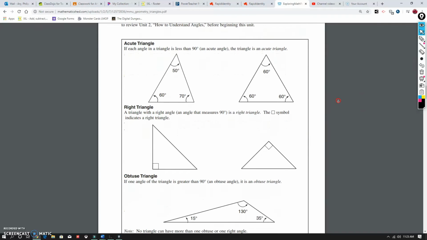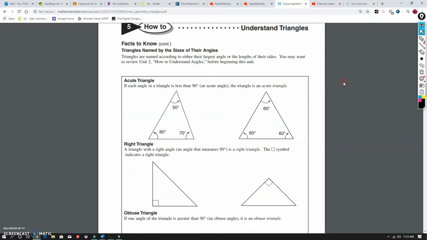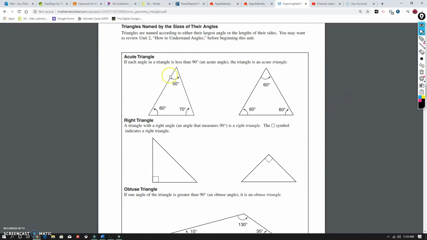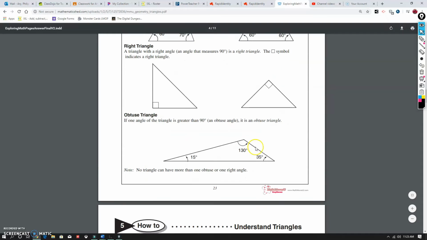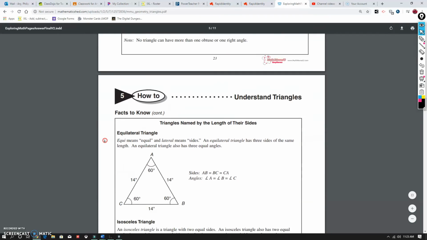So it's acute, right, and obtuse. You can see here that you actually have 3 acute angles. These are all less than 90 degrees. Down here you can see there's a right angle, which means that one is 90 degrees. And over here we have an obtuse angle, 130 degrees. One obtuse angle means an obtuse triangle.